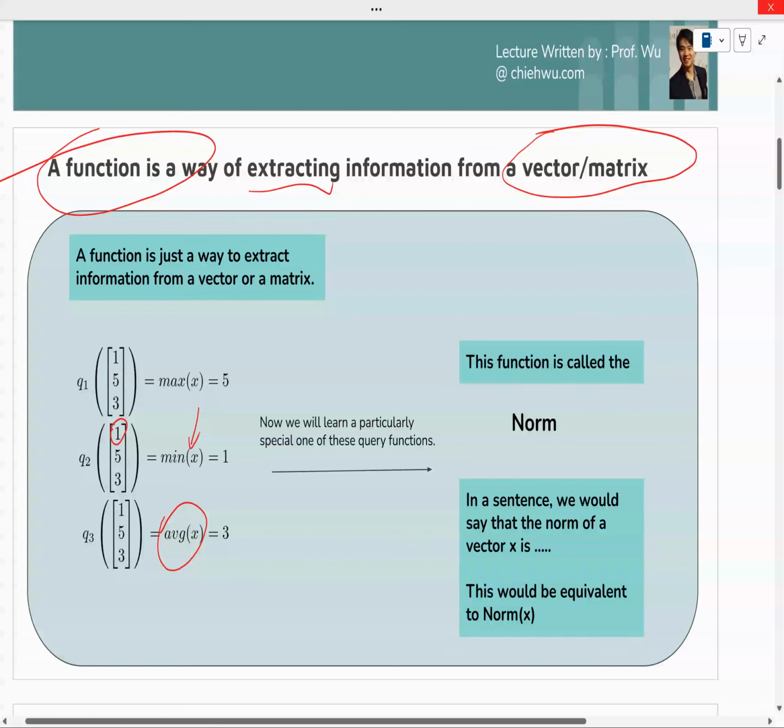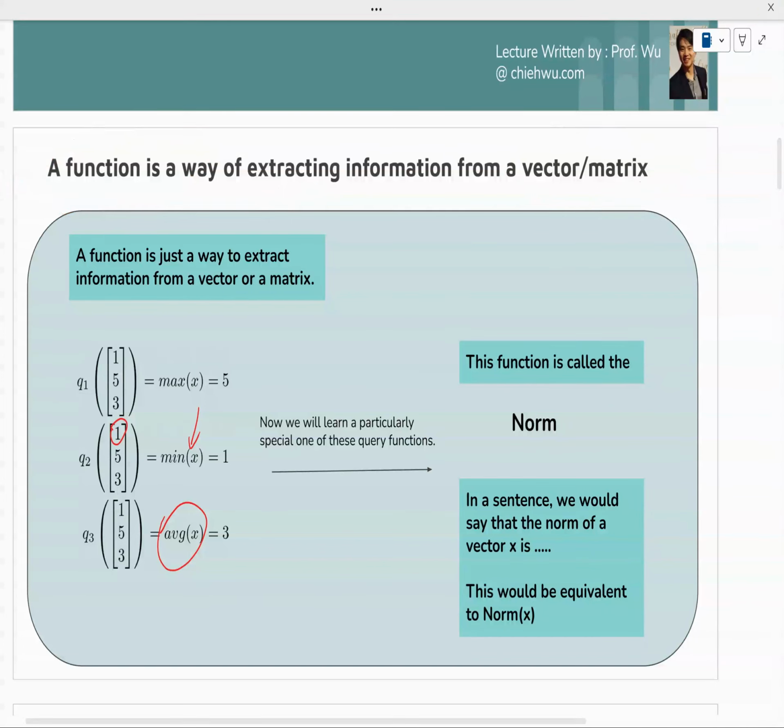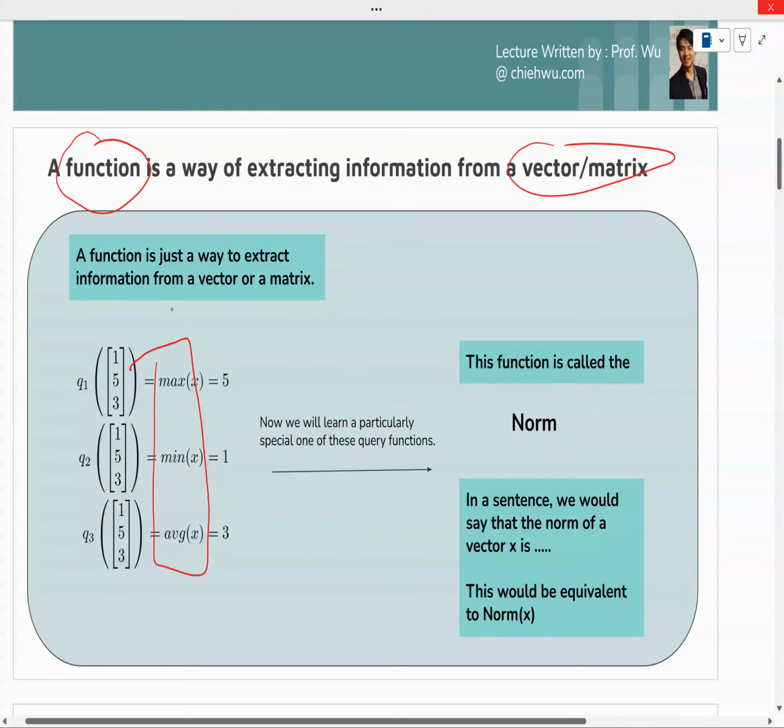The point here is you can put vectors or matrices into a function, and the idea of the function is that it will extract some kind of information. Now, we learned these three of them, and the point of them is pretty obvious. But today we're going to learn a very special function called a norm.